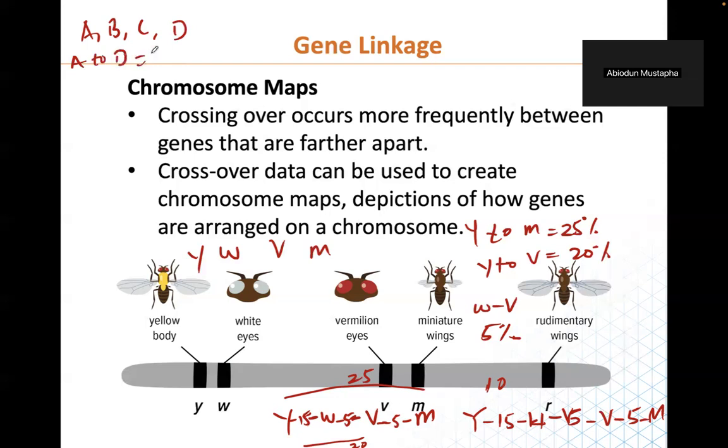A to D is 25%. And A to B is 30%. C to D is 15%. And B to D is 5%. B to C is 20%. So this is a bit longer. This is in your worksheet. You can try to study it yourself.